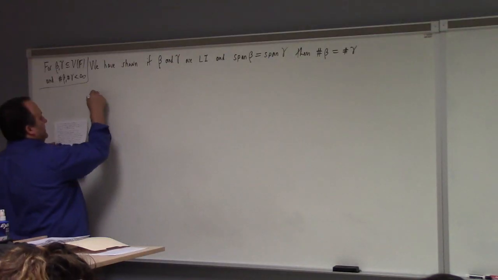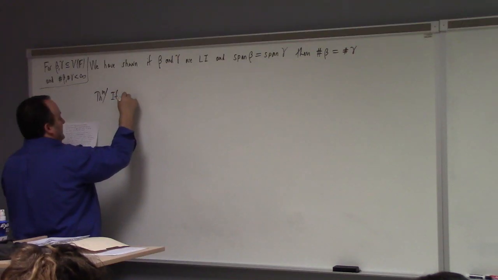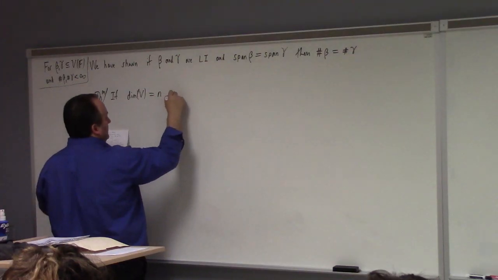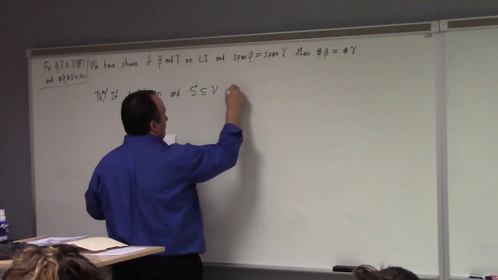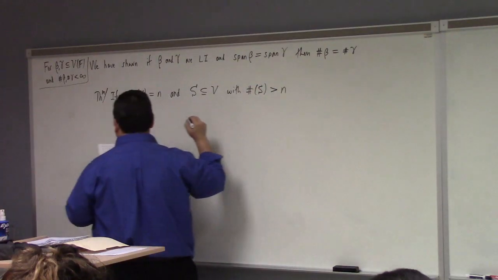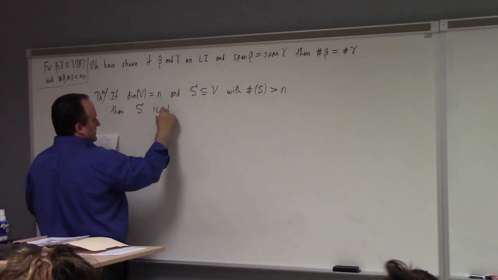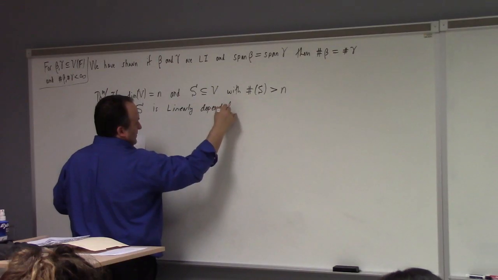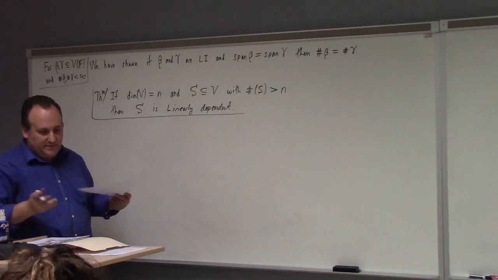So then my next theorem, which I was spinning my wheels on a little bit, is this. If the dimension of V is equal to n, and S is a subset of V with the number of things in S greater than n, then S is linearly dependent, right?